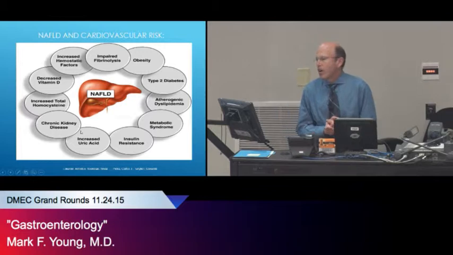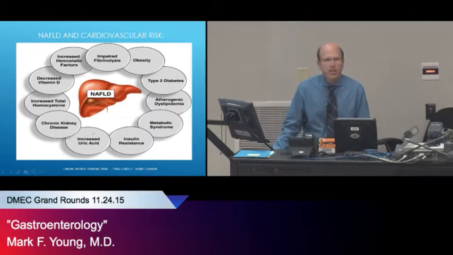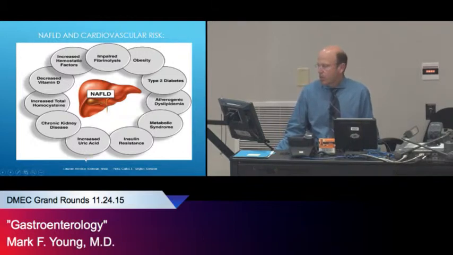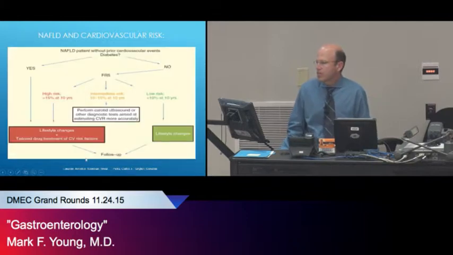So if you look at non-alcoholic fatty liver disease and cardiovascular risk, all these are non-liver associated risk factors for non-alcoholic fatty liver disease. They have impaired fibrinolysis, obesity, type 2 diabetes, atherogenic dyslipidemia, metabolic syndrome, insulin resistance, increased uric acid, chronic kidney disease, increased homocysteine levels, decreased vitamin D. So you can see there's a myriad of problems associated with non-alcoholic fatty liver disease by just fat in the liver.